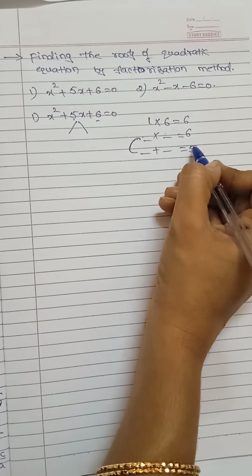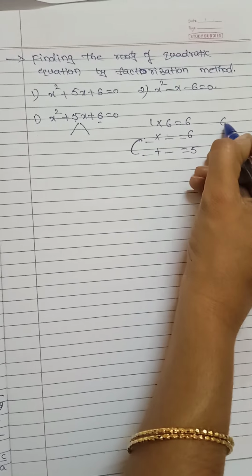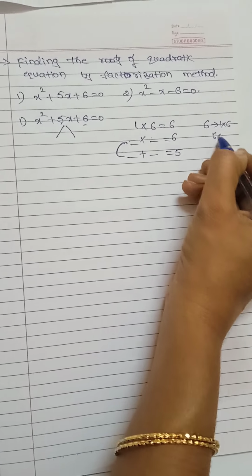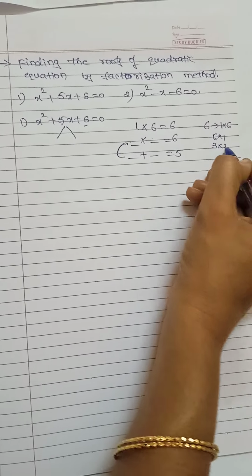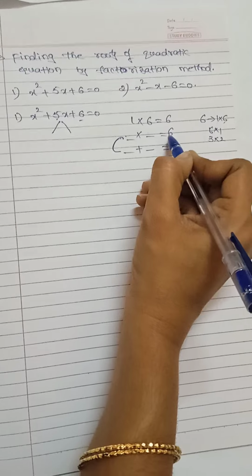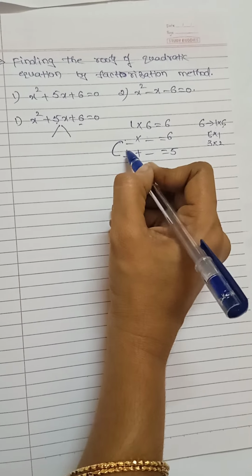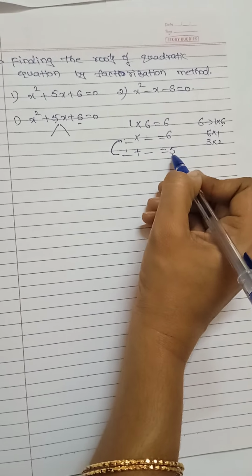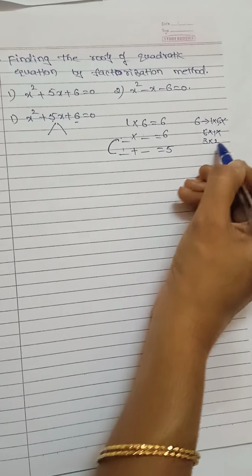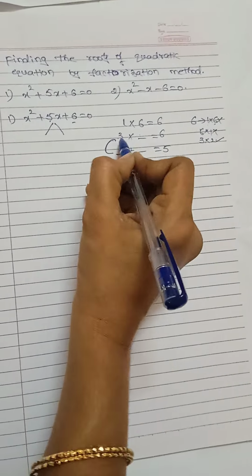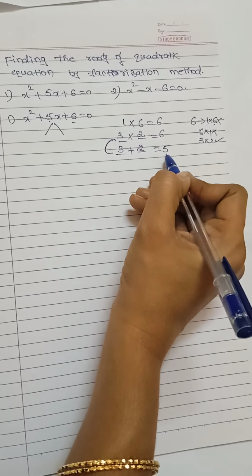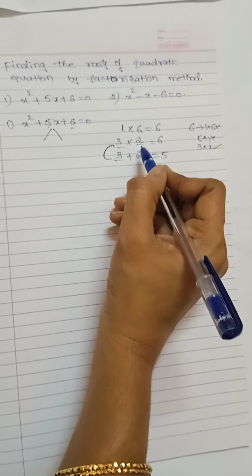So which ones do we have to take? What are the possibilities of 6? We have 1 into 6, 6 into 1, 3 into 2 as the possibilities. If we take 1 into 6, you will get multiplication 6 only, but if we add 1 and 6, you will not get 5. So 1 and 6 you are not supposed to take. So check another possibility. 3 into 2 is 6, and 3 plus 2 also gives 5. Yes, this condition is satisfying.